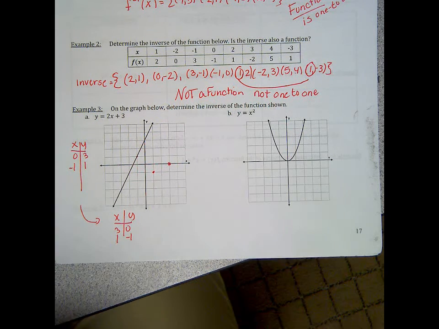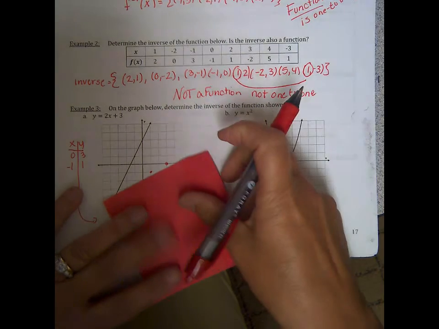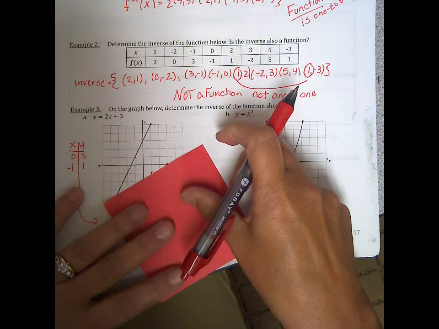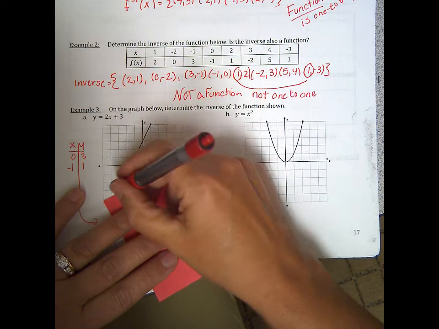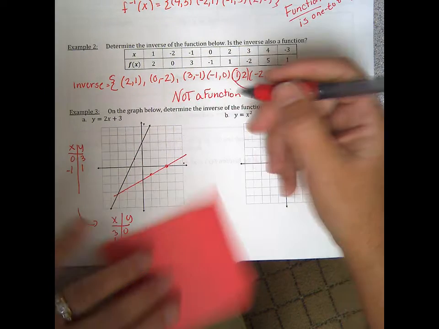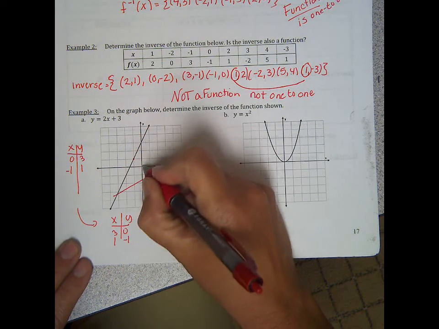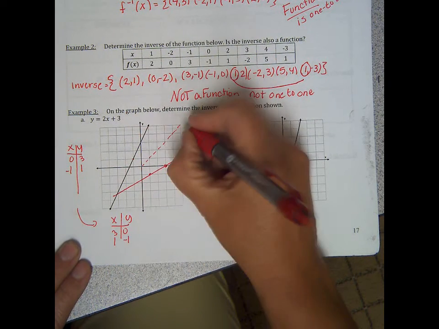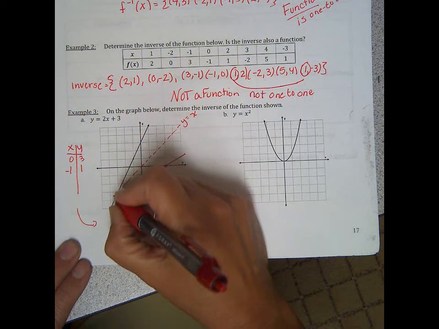Now, when you draw that line, I don't have a ruler with me. You should always use a ruler for your lines, but when I draw it, a function and its inverse should always be reflected through the line y equals x. This is the line y equals x. It goes through 0, 0, and has a slope of 1.